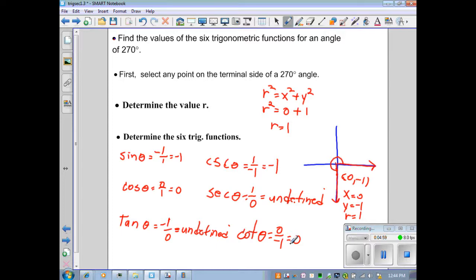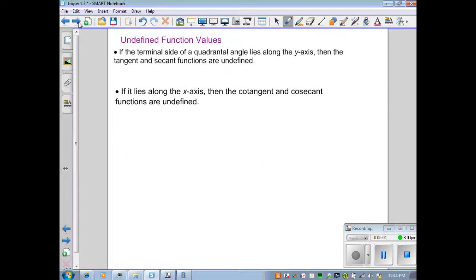Well, then we have 2 situations we need to take a look at where functions are undefined. One, if the terminal side of an angle, a quadrant angle, lies along the y-axis, which is the previous example, then the tangent and secant functions are undefined. We already calculated that. We don't need to calculate the other one. We can just take a look at it and know it, which is if it lies along the x-axis, then the cotangent and cosecant functions are undefined for those values.